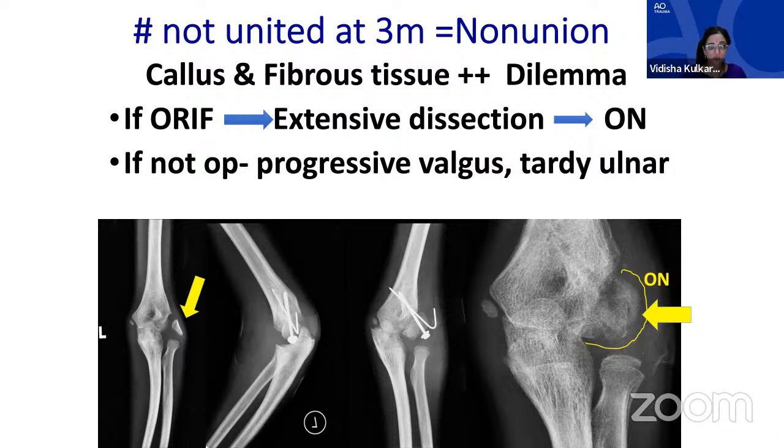So this is how this patient with lateral condyle non-union was treated with ORIF, and this resulted in avascular necrosis of the lateral condyle. So it is very, very important to do careful soft tissue dissection by keeping the dissection more on the anterior aspect, because the blood supply of the condyle comes from the posterior aspect.